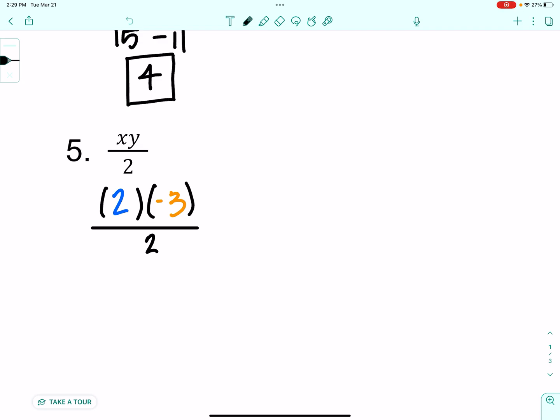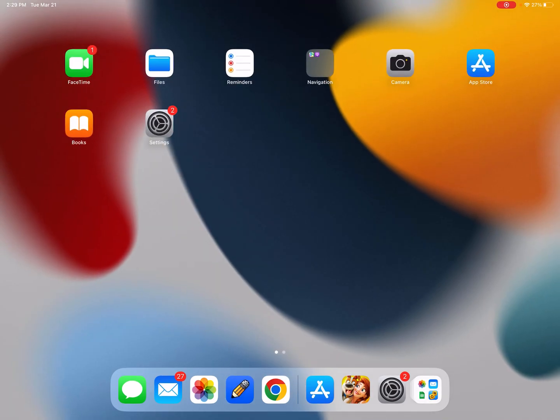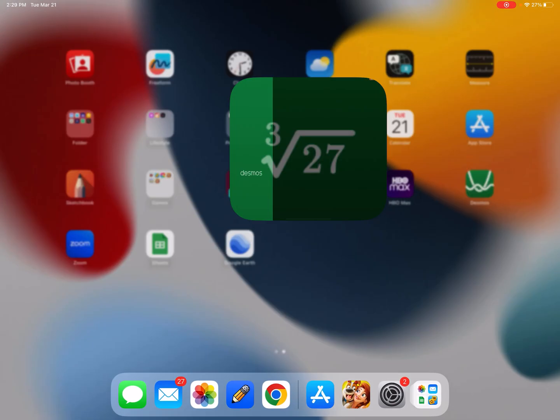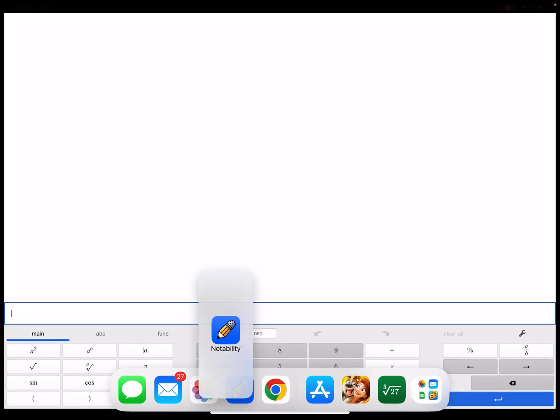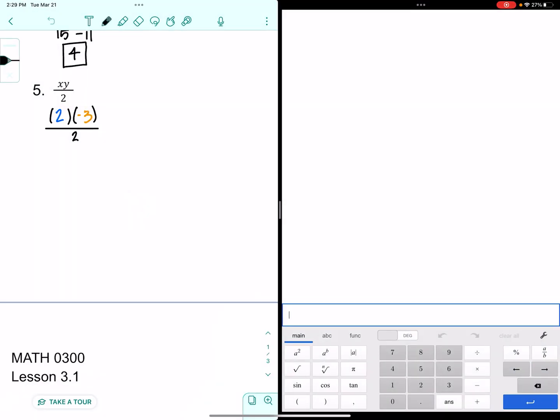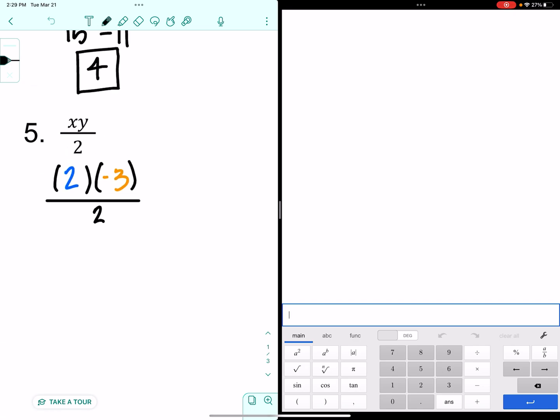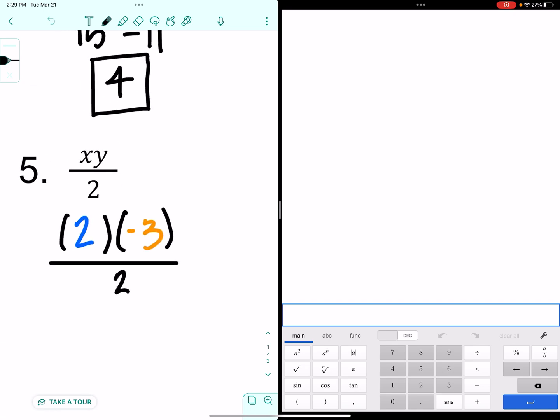We are going to be very careful when you plug this in your calculator. I'm going to go get Desmos real quick. Now, when I go and plug this in Desmos, I prefer to start with my fraction button and then plug it in just like it looks. And it works just fine.